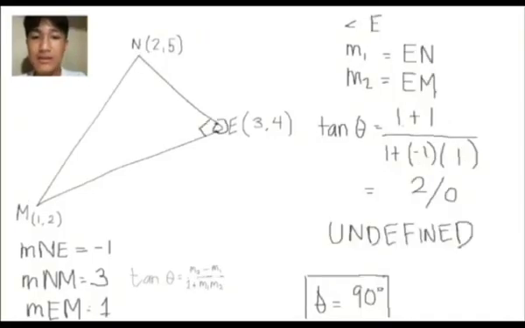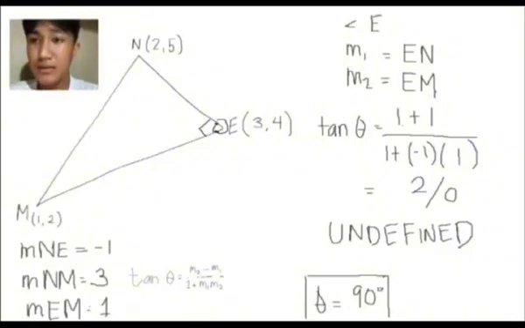Next, angle E. M sub 1, or the initial side, is EN, and m sub 2, or the terminal side, is EM. So tan theta equals 1 plus 1 over 1 plus the product of -1 and 1, which is 2 over 0, which is undefined. In terms of angles, undefined is equal to 90 degrees. Therefore, theta is 90 degrees.